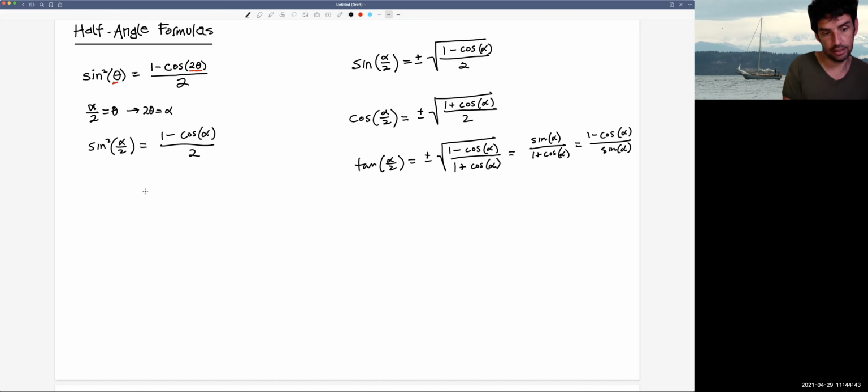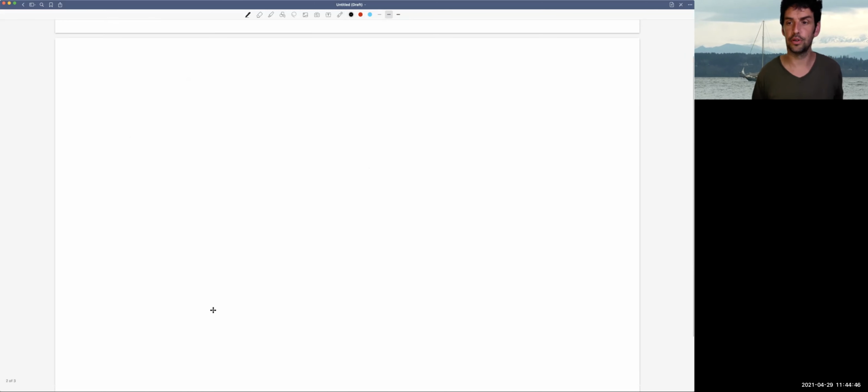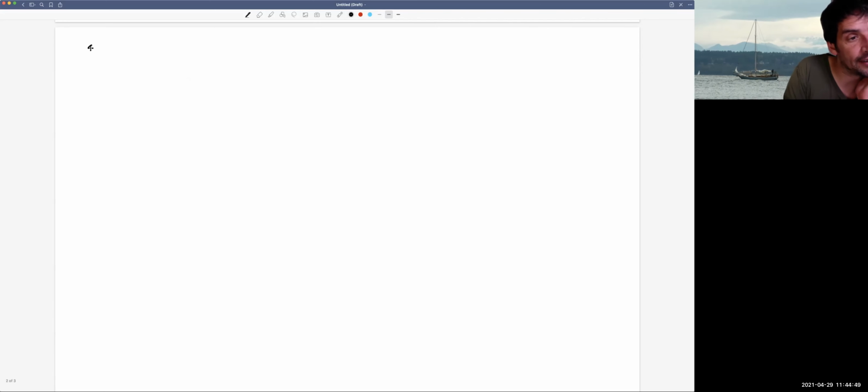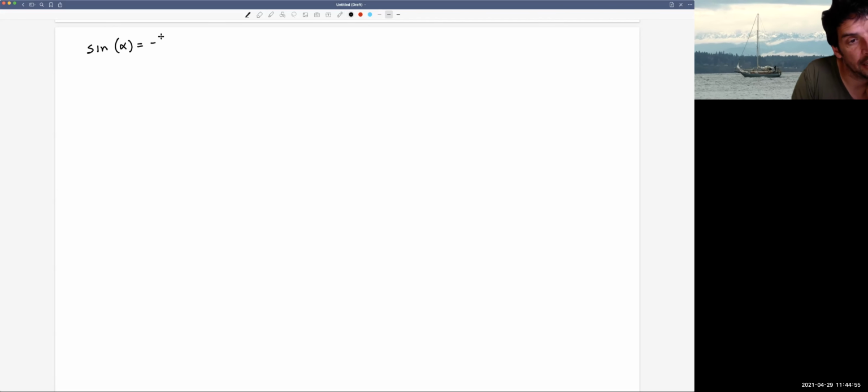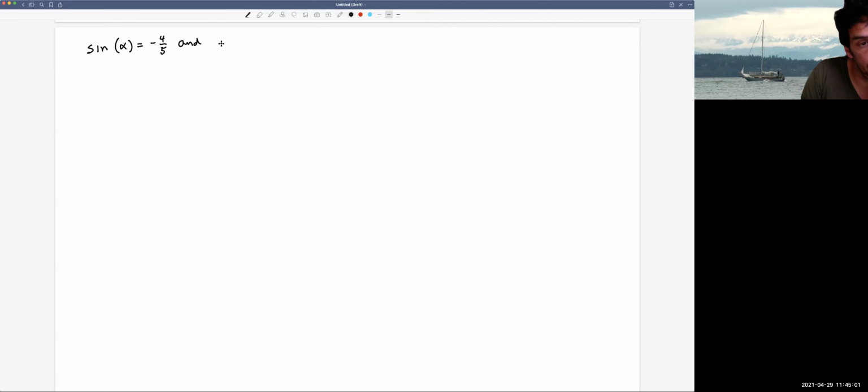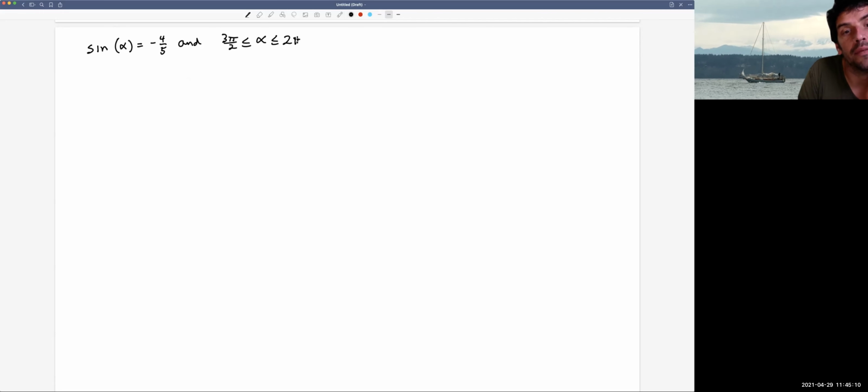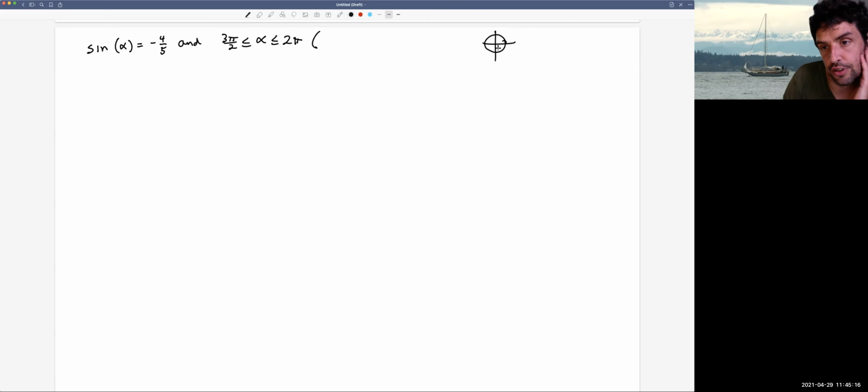Suppose, let's go to another page so we don't have to get crowded. So suppose we have that the sine of alpha is -4/5, and alpha is between 3 pi over 2 and 2 pi, right? So if you think about what this means on our unit circle, there's our unit circle. 3 pi over 2 is here, 2 pi is all the way around. So it's an angle somewhere in here in quadrant 4.